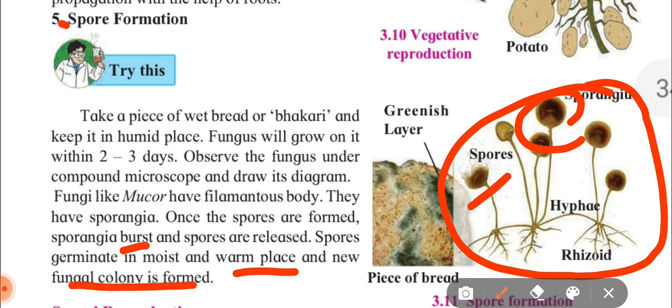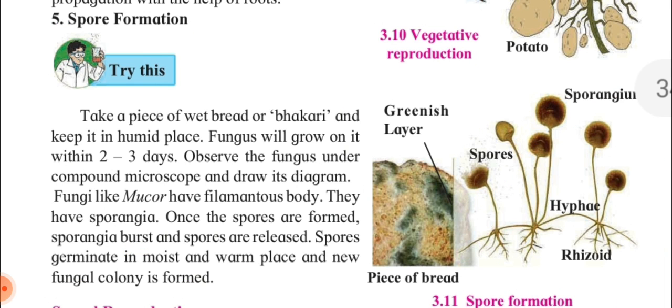So spore formation is also one of the examples of asexual reproduction in multicellular organisms. Here we have finished asexual reproduction in multicellular organisms as well as in unicellular ones. For this part, I request you to go through your textbook and read it, and next time we'll see the further part of this chapter.